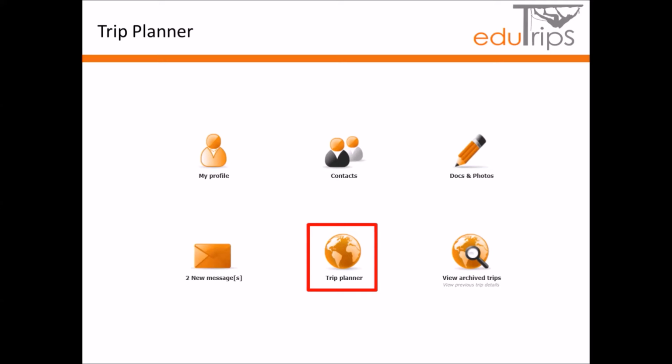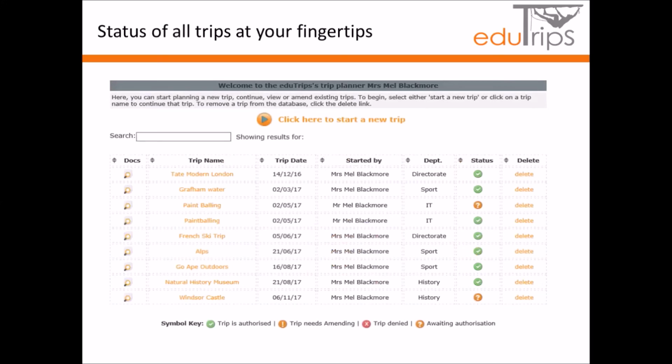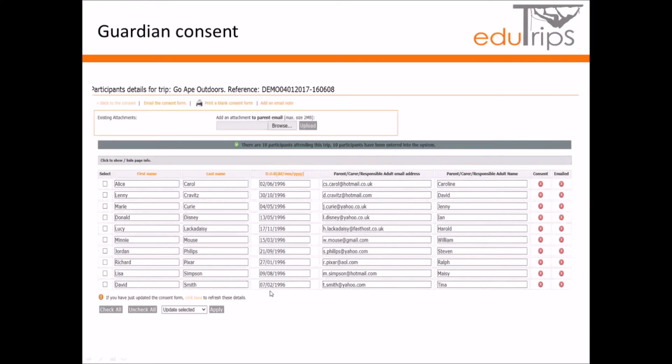So moving on to the trip planner. This is where you'll be able to see the status of your trips at the click of a button. So this is a simple and effective dashboard to give you complete visibility on all of the trips that are being run at any given time. It enables you to see the status of the trip, go into the trip and look at various elements.